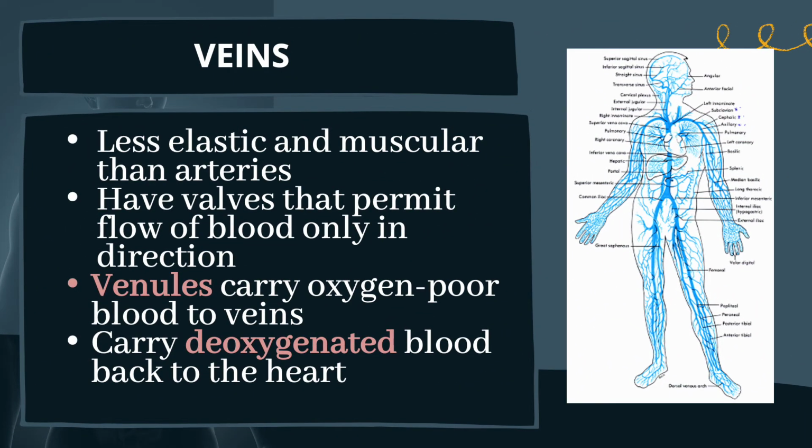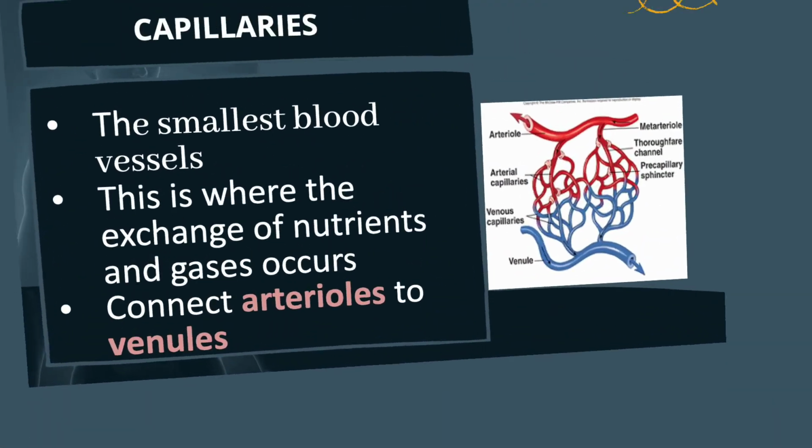The veins. The vein is less elastic and muscular than arteries. Veins have valves that permit flow of blood only in one direction. Venules carry oxygen-poor blood to veins. They carry deoxygenated blood back to the heart.